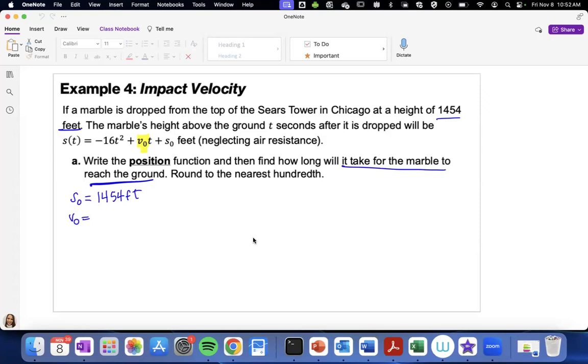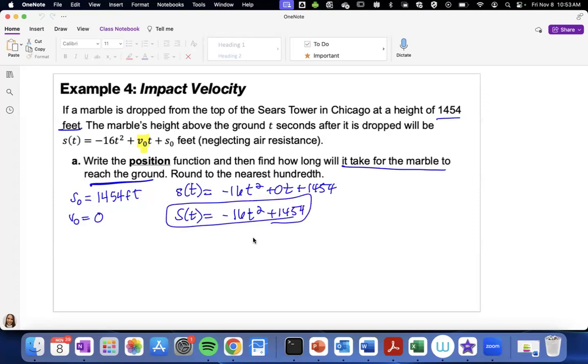So this is 0. When I plug it in, s of t is going to be negative 16t squared plus 0t plus 1454. We can just simplify that to the position function: the height is s of t equals negative 16t squared plus 1454. Okay, so that's the position function. And now it wants you to tell it how long it will take for the marble to reach the ground.